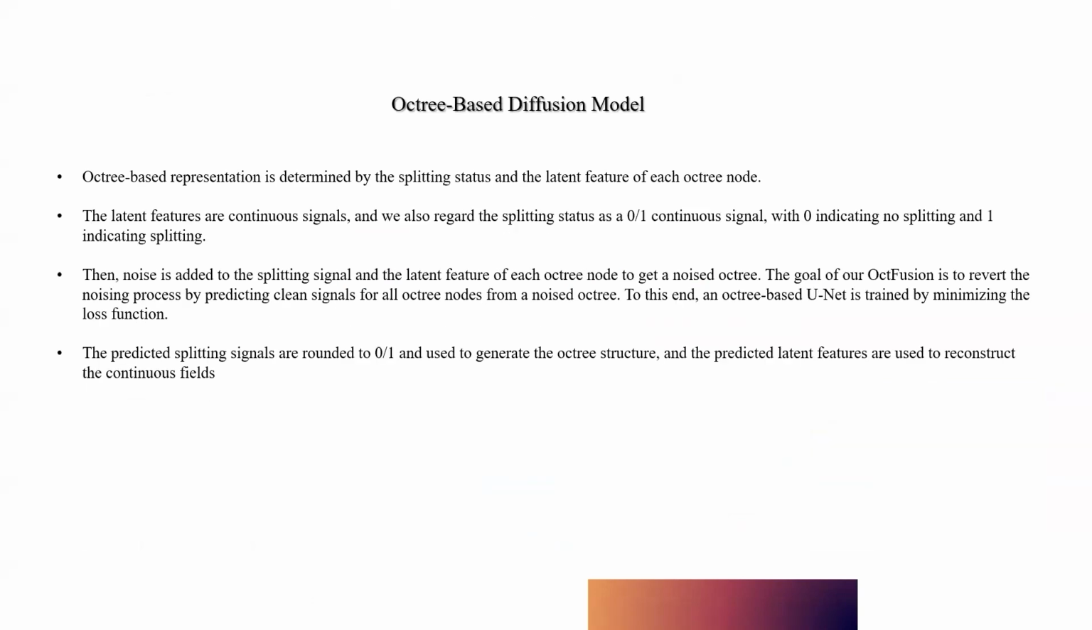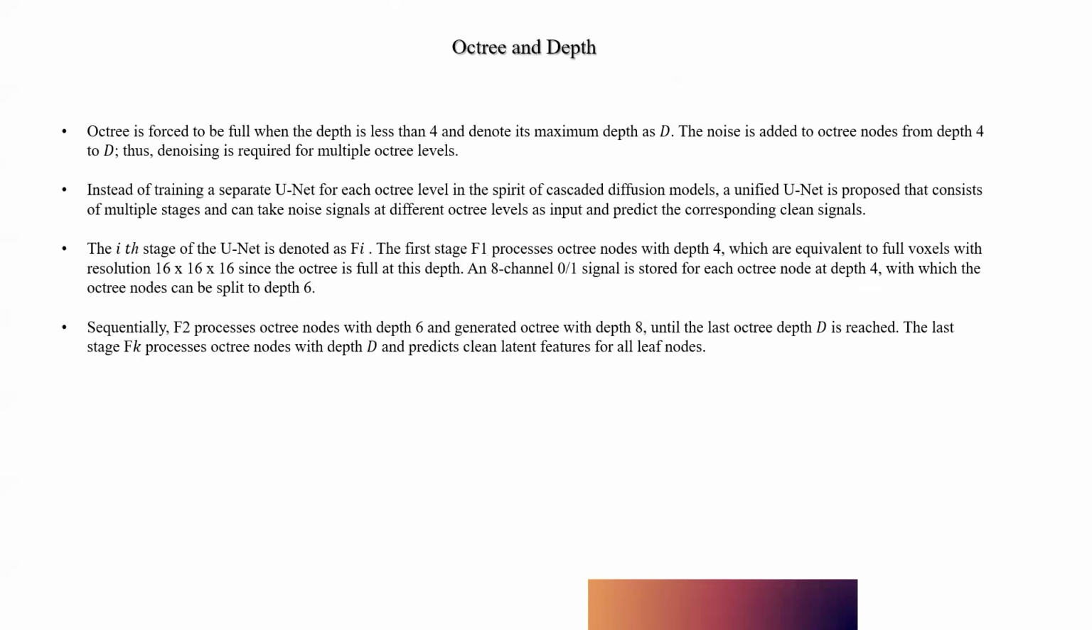The latent features in the octree-based diffusion model are continuous signals, and the splitting status is regarded as 0 or 1 continuous signals, with 0 indicating no splitting and 1 indicating splitting. The predicted splitting signals are rounded to 0 or 1 and used to generate the octree structure, and the predicted latent features are used to reconstruct the continuous fields. And in the depth estimation, an octree is forced to be full when the depth is less than 4, and we denote its maximum depth as d.